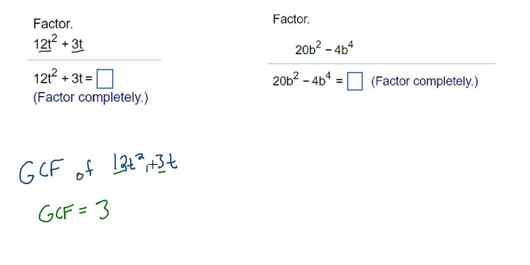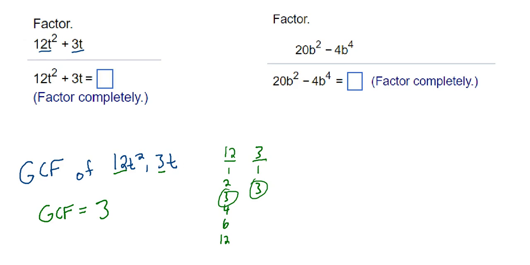You could also make a list of the factors if you wanted to. For example, the factors of 12 would be 1, 2, 3, 4, 6, and 12. These are all the numbers that divide evenly into 12. Those are the factors of 12. The factors of 3 would be 1 and 3. And then you look for the biggest one they share in common. They both share the 3 in common. So the greatest common factor is 3.